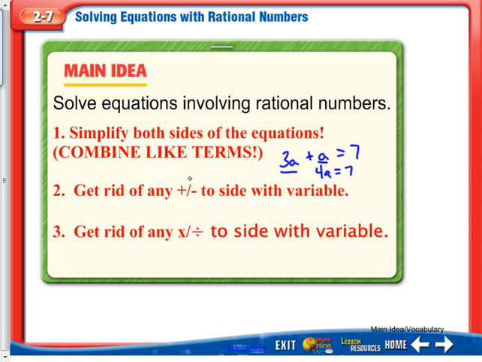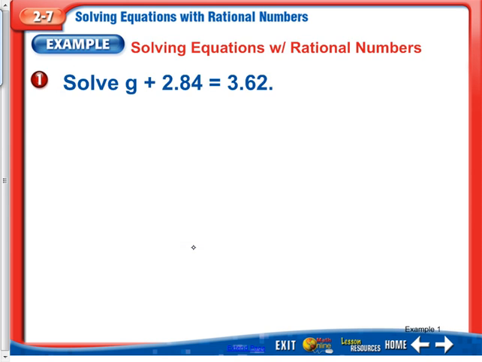All right, we're going to combine like terms. Then we're going to get rid of any addition or subtraction to the side with the variable. Okay, it's backwards order of operations. Then we'll finally get rid of multiplication or division to the side with the variable. So here, step one, there's nothing to combine, so we'll just go to get rid of the addition or subtraction to the side of the variable.